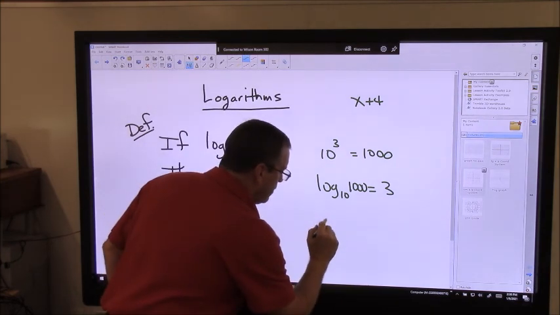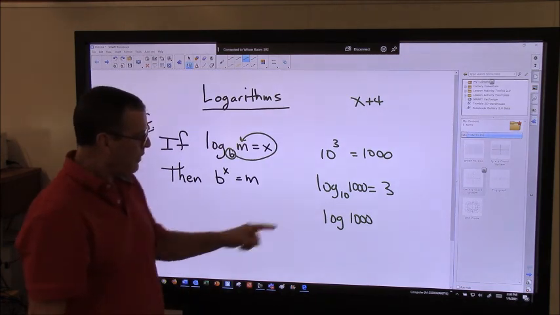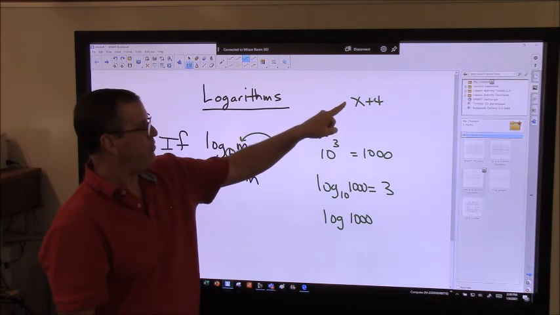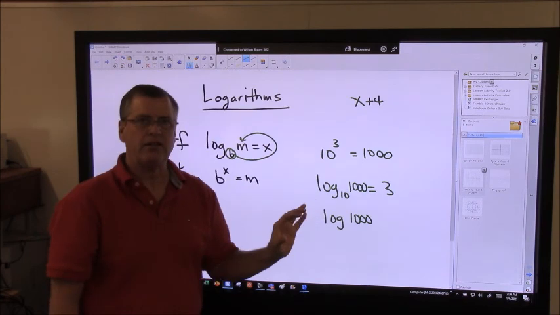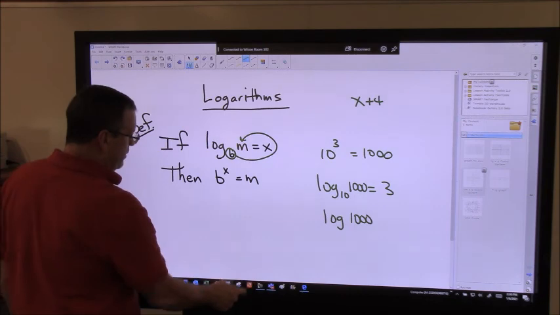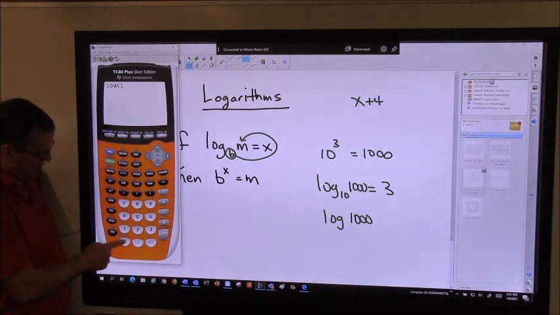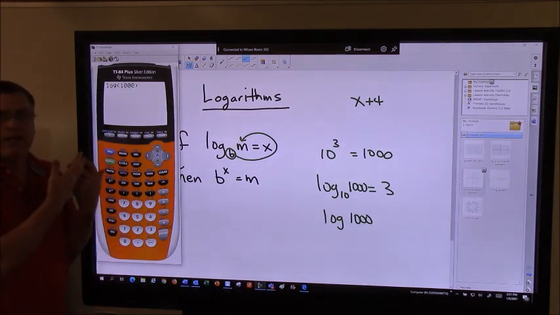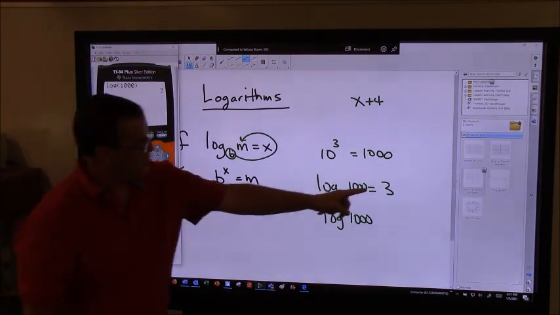Well, if I write this, log of 1,000, it's understood to be base 10 if there's no base written there. Just the same way we know this is a 1 and this is a 1. If I don't write a base, it's just automatically understood to be base 10, because that's our number system. So if I take my calculator, here's our log button right here. If I go log of 1,000, close that off with a parenthesis, I don't have to put a base. I really can't put a base in here. But it's understood to be base 10, and there's my answer, 3.